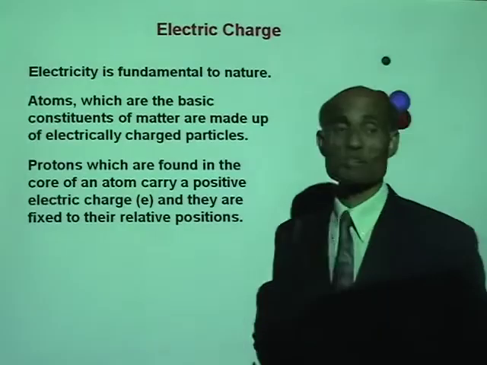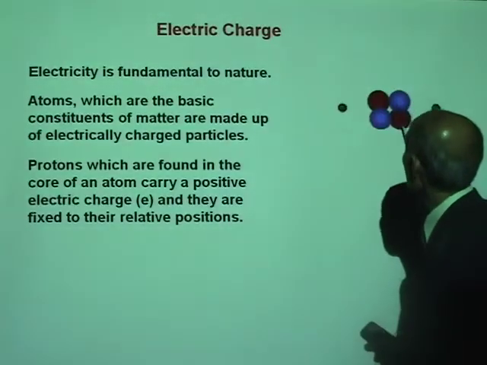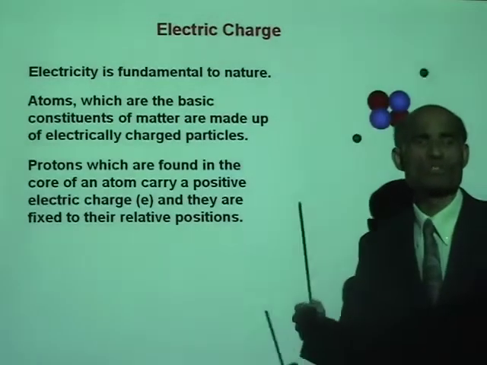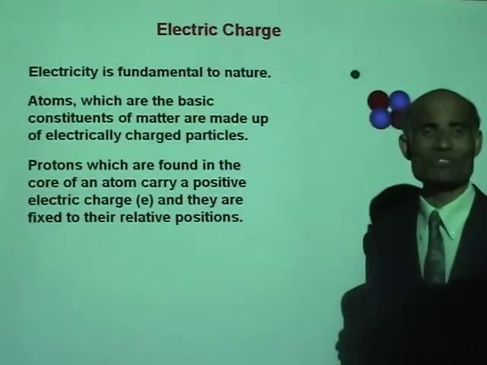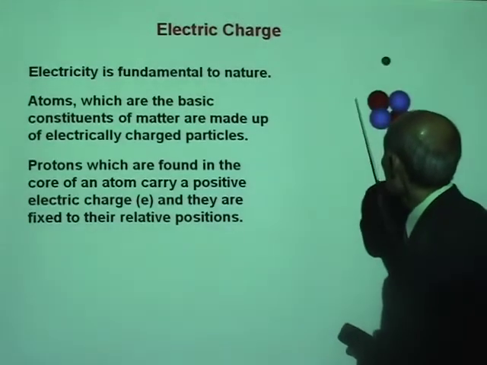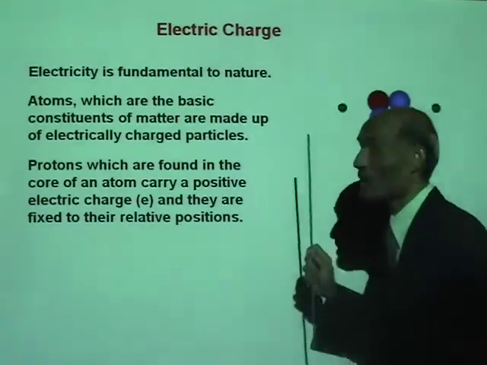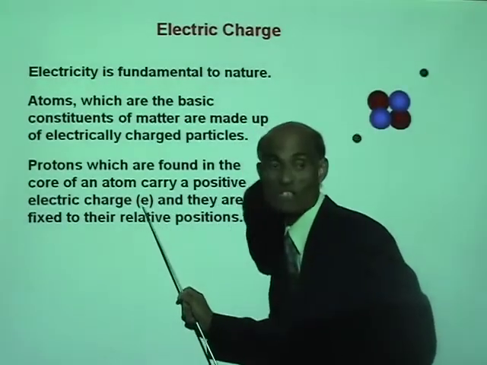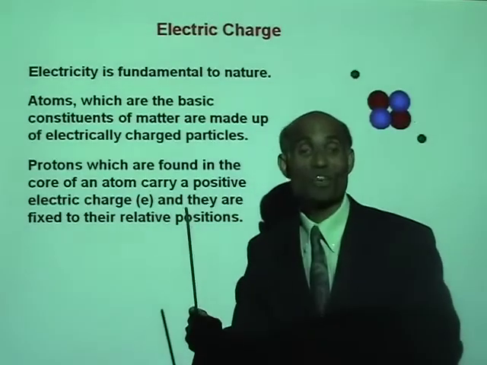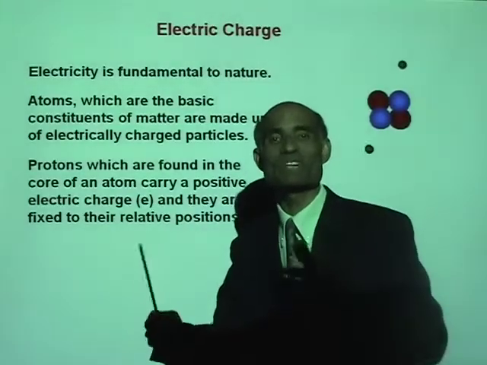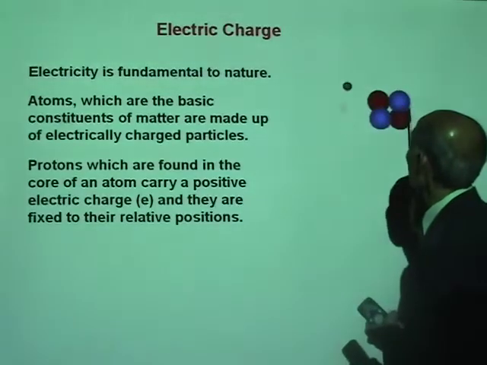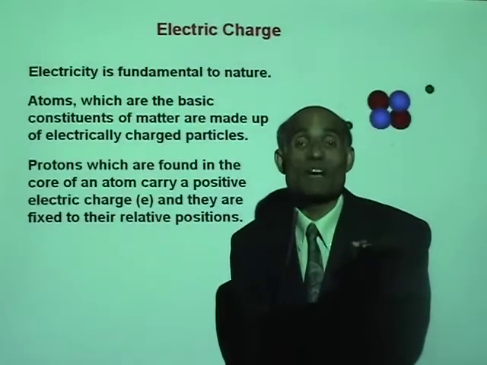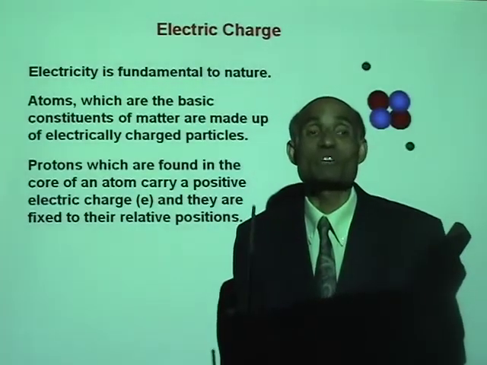Now here I have the picture of an atom. The blue balls are the protons and the red ones are called neutrons. They don't carry any electrical charge. And there are electrons. They carry a negative charge. So if a proton carries a charge e, then the electron carries a charge negative e. That means if you put a proton and an electron together, they will cancel each other. The net charge will be zero.